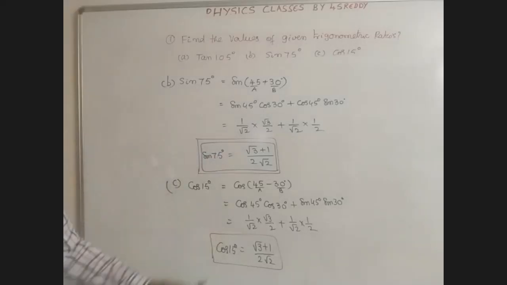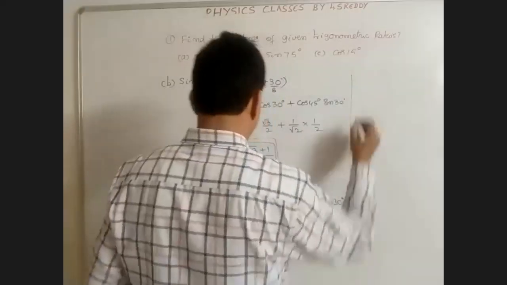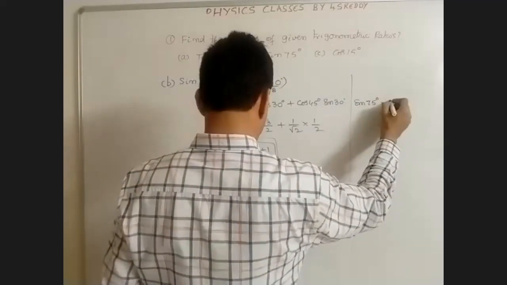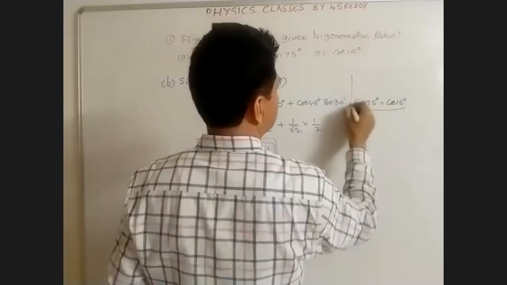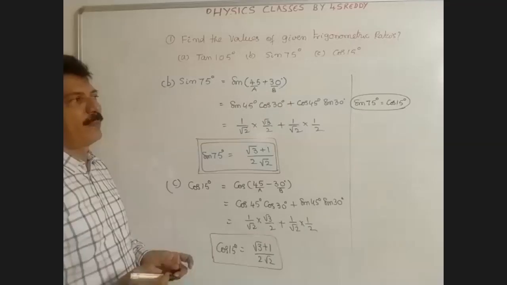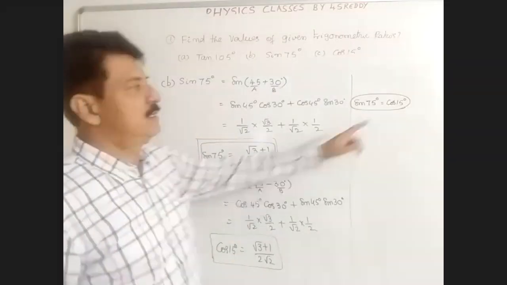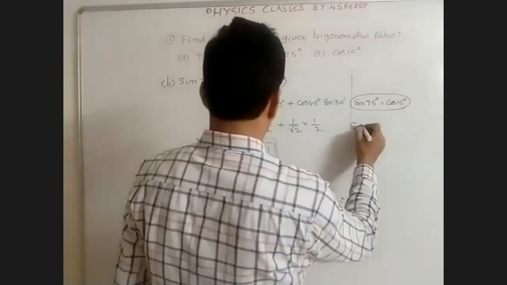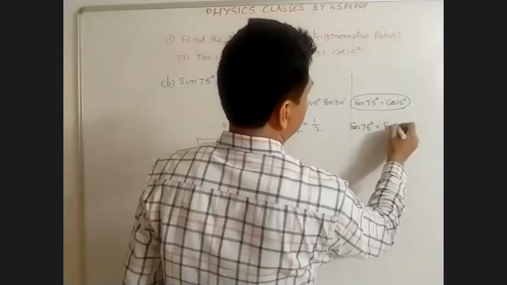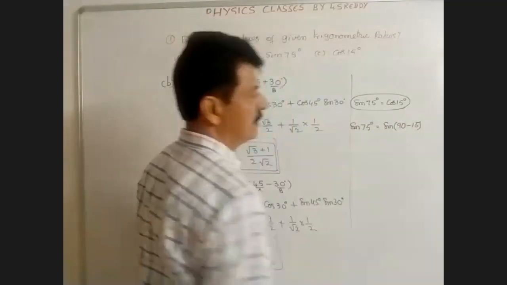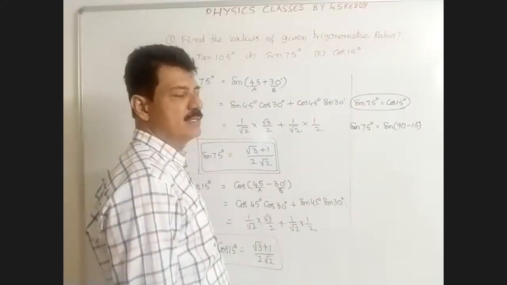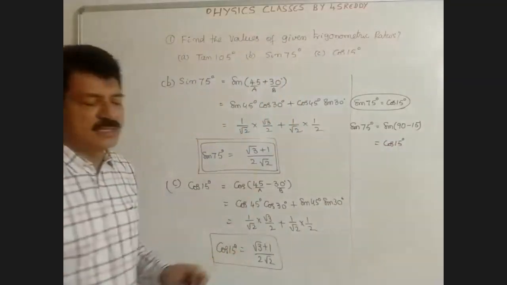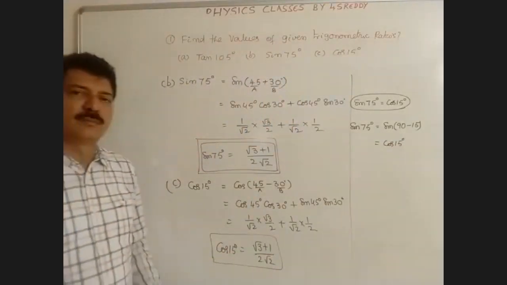If you observe these two, what can you infer? Sine 75 degrees is equal to cos 15 degrees. Both are the same. How does it become? Because sin 75 can also be written as sin of 90 minus 15. Sin of 90 minus theta, in the first quadrant, gives cos 15. That's why we got the same answer. Are you able to follow?